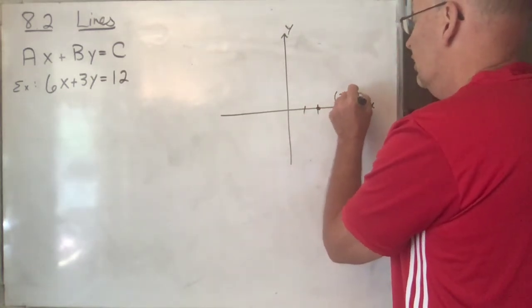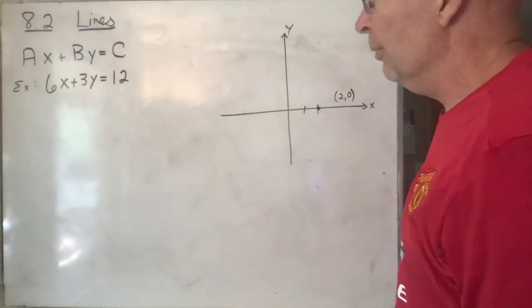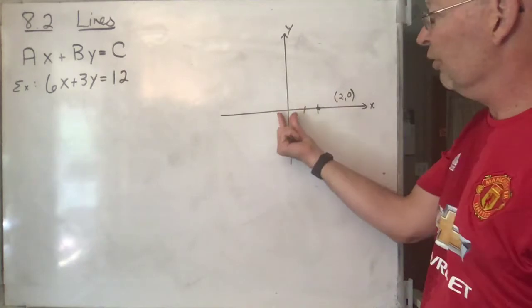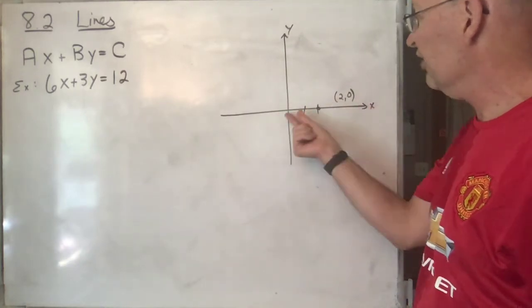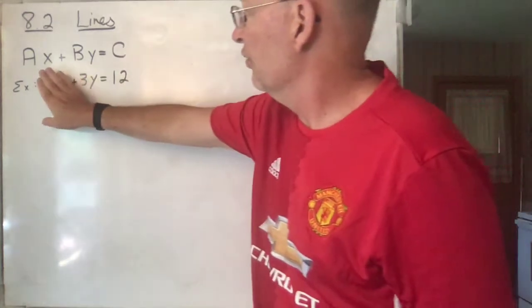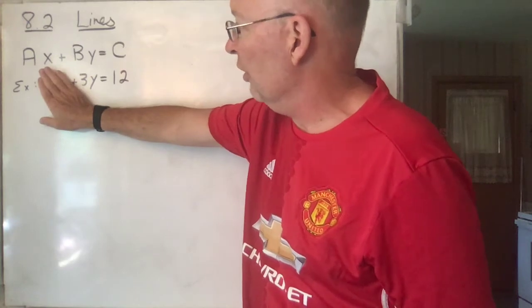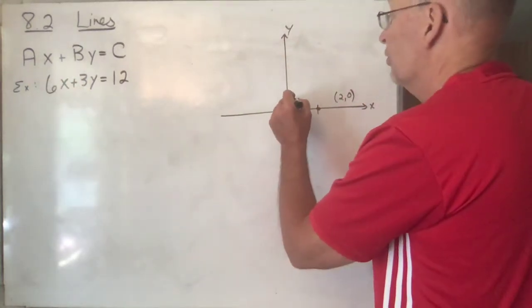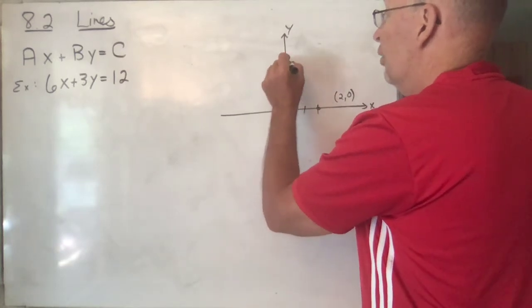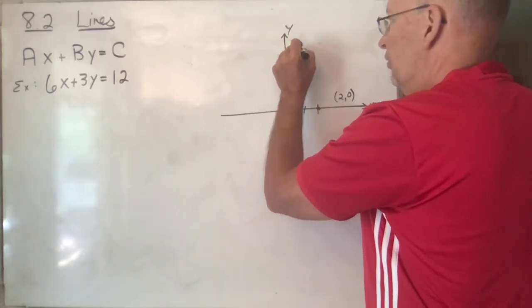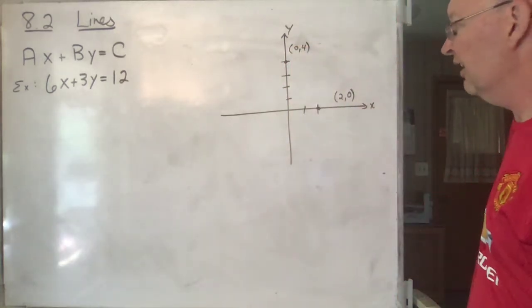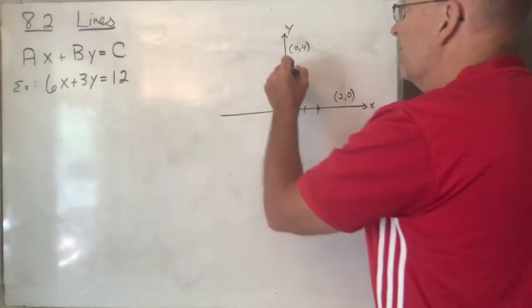2, 0. Okay? Similarly, if you want to know where it crosses the y-axis, notice it crosses the y-axis when the x-coordinate is 0. So you make x 0 and you solve it for y, and you see that y's got to be 4. So there's 1, 2, 3, 4 right there. So there's the point 0, 4. So those 2 points are on a line, and it only takes 2 points to determine a line.